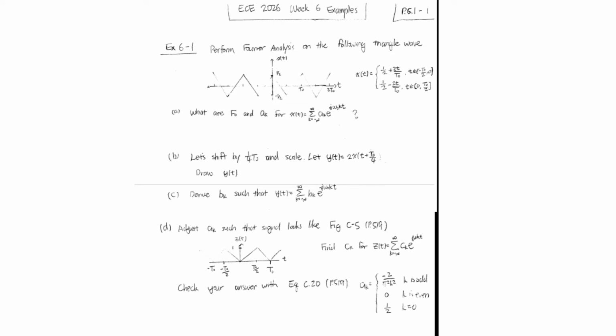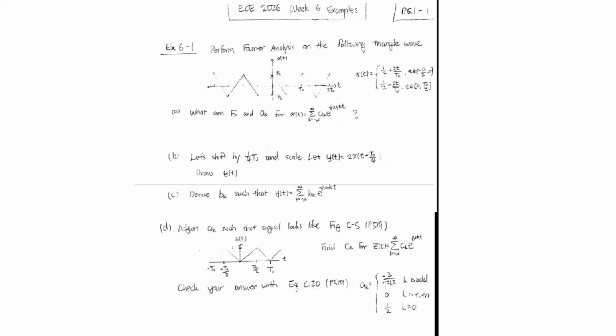Here's the problem. We want to do Fourier analysis on the following triangle wave. It's a triangle wave that's centered at 0, so there's no DC value. The DC is 0, and it's going to go from 1/2 to negative 1/2, so it has an amplitude of 1, and the period I'm just going to generically define as T0. And in terms of the phase, it's going to be at its maximum point at t equals 0, and then it's going to go down, and then it's going to go back up. So there are 4 parts to this.